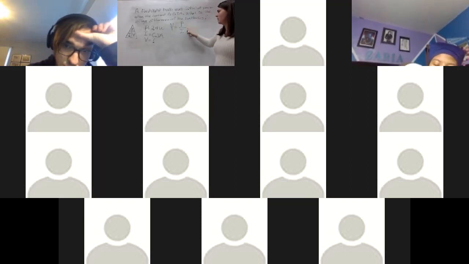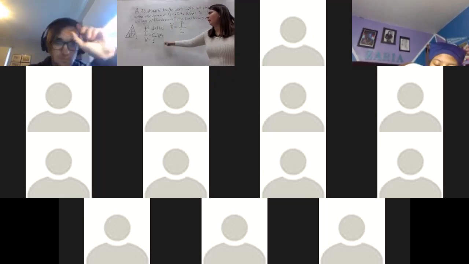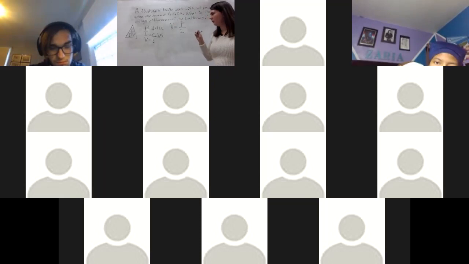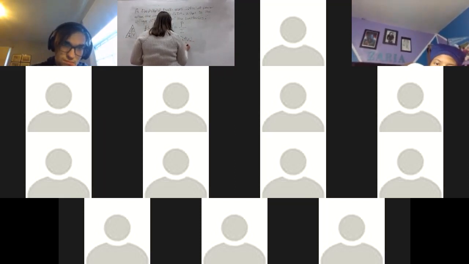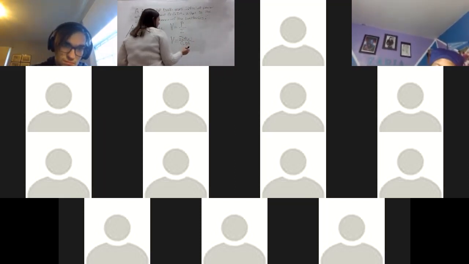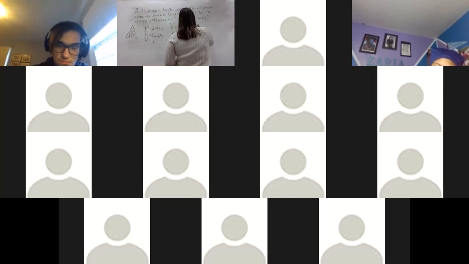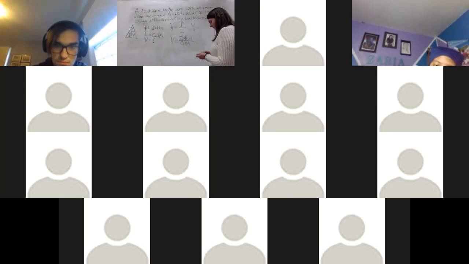Once I have this equation, I can plug in the values I found from above. So for this, my V is going to be equal to 2.4 watts divided by 0.8 amps. When you plug that into your calculator, what do you get? 3.